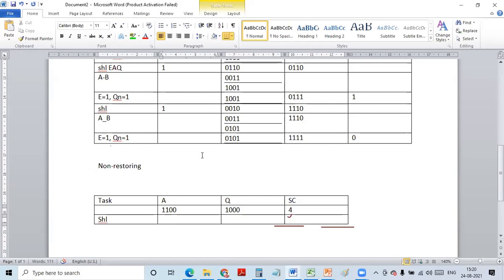So first time the dividend is shifted left and then B must be subtracted. So this is what you have to do initially. SHL, shift left 100. Sorry, 1001 000, and this is the Qnth bit that we have to decide initially whether it is 1 or 0.